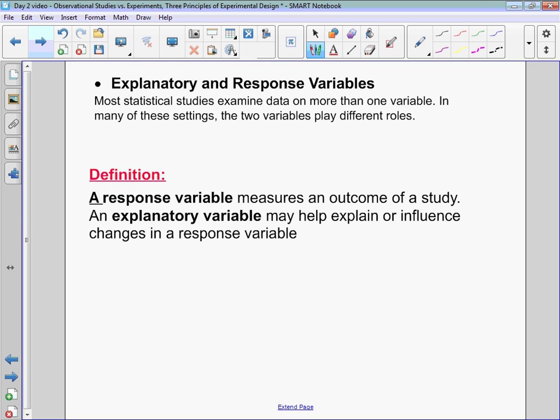When we do this, we need to make sure we understand what is the response variable and what is the explanatory variable. To tie that back to math, it was the x and the y. The explanatory variable is our x. It's what we're going to put in. And the response variable is our y. It's what we're going to get out.